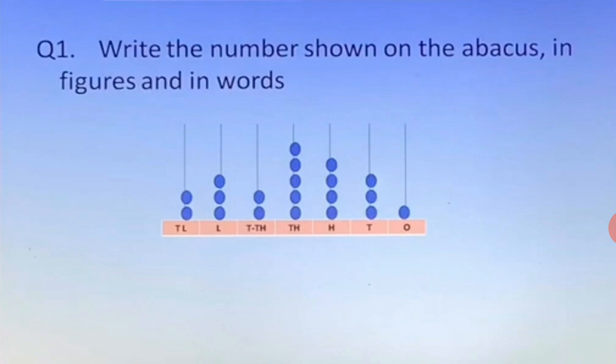Now we can see here at ones place there is 1 bead, at tens place there are 3 beads, at 100 place there are 4 beads, at 1000 place there are 5 beads, at 10,000 place there are 2 beads, and at lakh place there are 3, and the last one, that is 10 lakh place, there are 2 beads. So we will write a number by counting the beads.